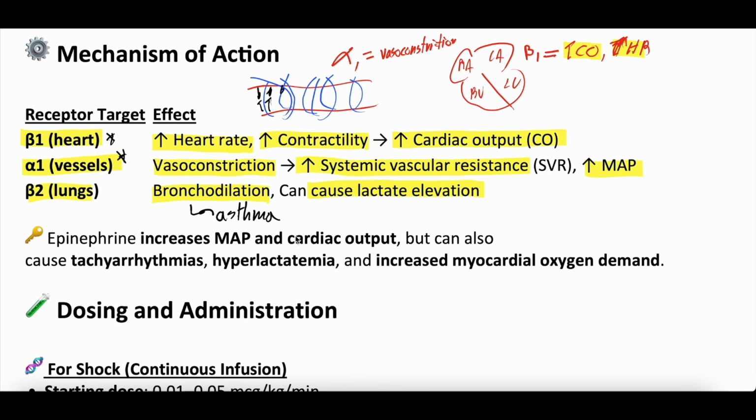Now, these are dose-dependent, which we're going to talk more about in dosing and administration. So, when it comes to mechanism of action, epinephrine increases the MAP, the mean arterial pressure, through the alpha-1 receptor and increases cardiac output through the beta-1 receptor. But it also can cause hyperlactatemia. It increases myocardial oxygen demand because of that beta-1 effect, making the heart squeeze harder over time. And it increases the risk of tachyarrhythmias like atrial fibrillation and SVT because of that beta-1 chronotropic effect. So good things, but also a more robust side effect profile. Again, all things we'll talk more about in the video.